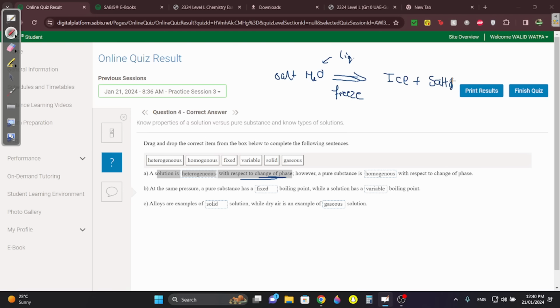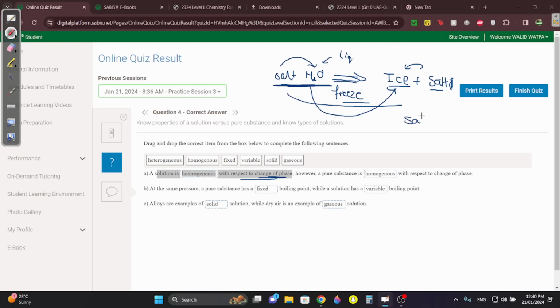So salt. What I am trying to say here is they were mixed together, the salt plus the water. You couldn't really tell the difference. But after you freeze it, you're going to get ice, and the salt will be resting above the ice. Why? Because salt does not freeze. And why? Because a solution that was homogeneous is heterogeneous when you change the phase. This is called phase change.